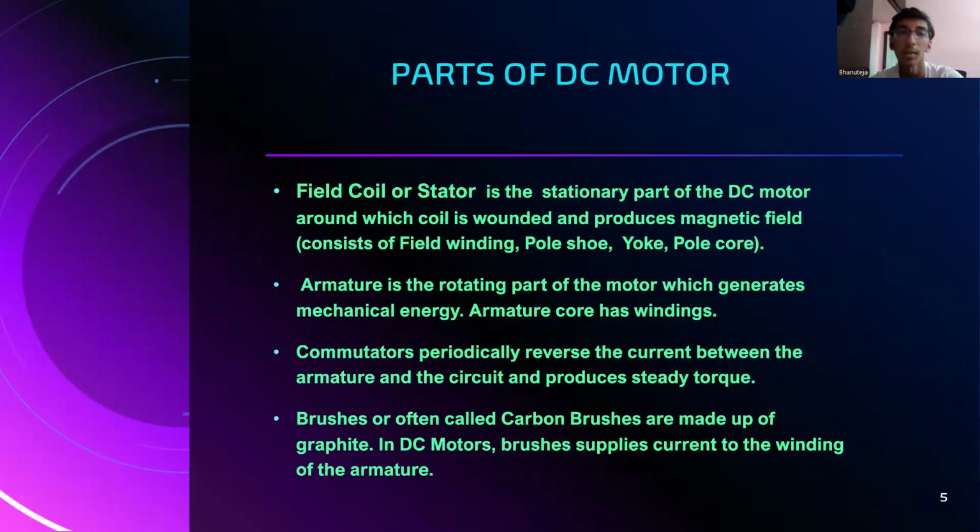Next, we have an armature. An armature is the rotating part of a motor which generates mechanical energy. The armature core has windings. Next, we move on to commutators, which periodically reverse the current between the armature and the circuit, which produces steady torque. Next, we have brushes, often known as carbon brushes, which are made of graphite. In DC motors, brushes supply the current to the winding of the armature. So those are the main parts of DC motors.